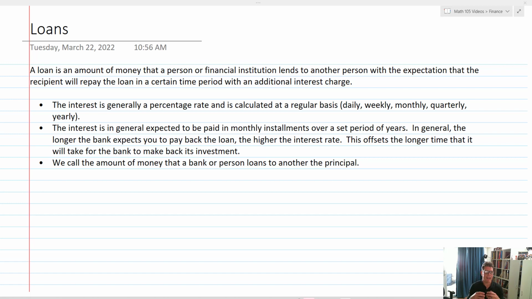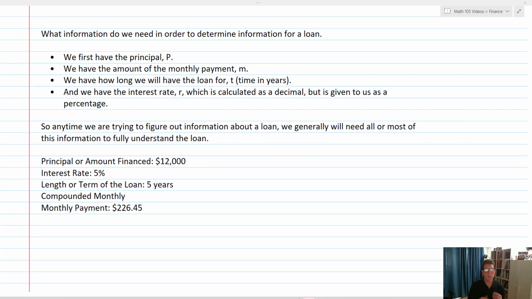We call the amount of money that a bank or a person loans to another the principal, right? That's similar to the kind of principal that we've been looking at thus far. So we've got the principal, we've got the interest, and the total amount of money that ends up getting paid to the bank is that principal plus the interest. So when we're working with loans, we've got some information that we want to determine. What is the information that we want to have in order to determine information for a loan?